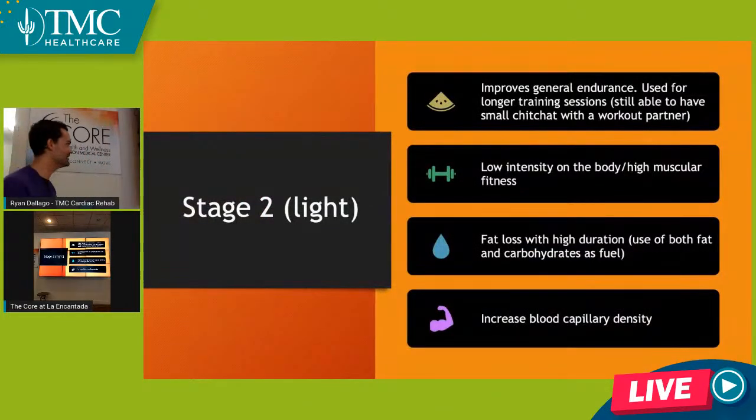Stage 2. Stage 2 is where you start to see fat loss. Now we're specifically relying on the burning of fat. For those that are diabetic, this is a great range for you. If you're looking to decrease your blood sugar, this is what you're looking for. It's low intensity on the body, but it provides a high muscular fitness.